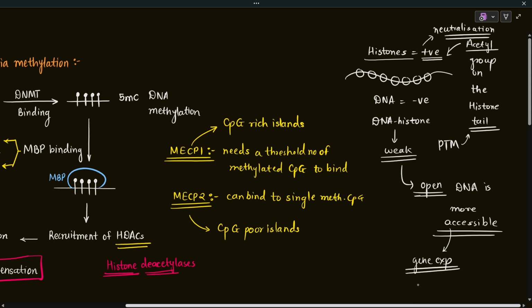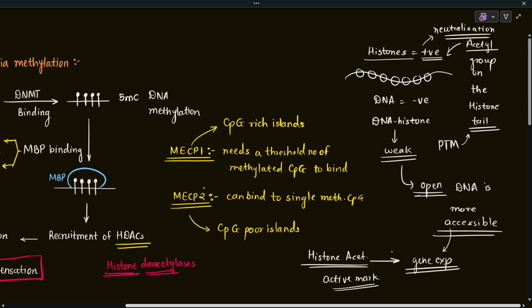And this more accessible DNA leads to gene expression. So histone acetylation is an active mark. Why? Because it is leading to gene expression, right? Whenever there is acetylation, it will weaken the DNA-histone interaction, and due to that, it will lead to gene expression. That's why whenever there is histone acetylation, we call it an active mark.